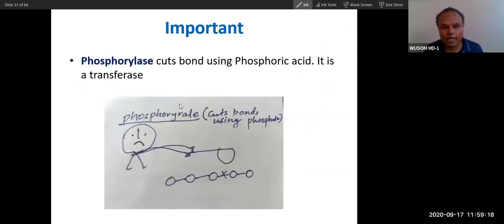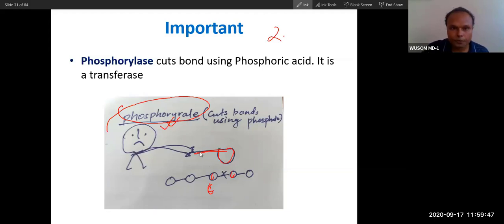Now the next very important enzyme is phosphorylase. What does phosphorylase do? Phosphorylase uses phosphate to cut the bond between two carbohydrates, say between two glucose molecules. This is called phosphorylase. Remember the name of the enzyme. This is also placed into group 2, so phosphorylase is also a group 2 enzyme.